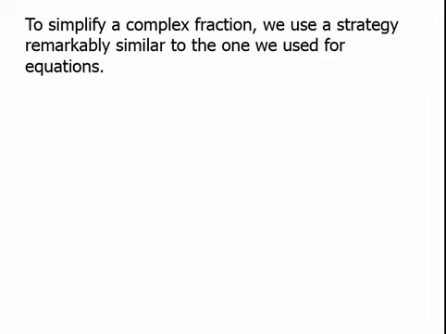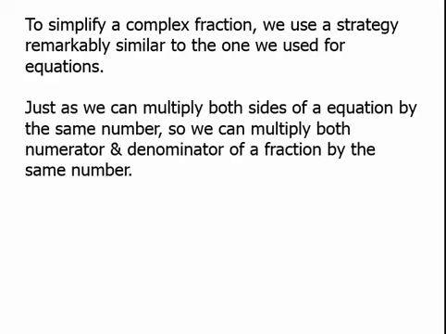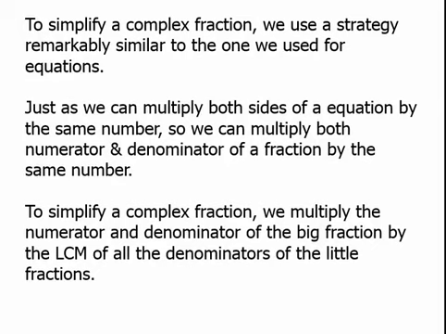To simplify a complex fraction, we use a strategy remarkably similar to the one that we use for equations. Just as we can multiply both sides of an equation by the same number, so we can multiply the numerator and denominator of a fraction by the same number. To simplify a complex fraction, we multiply the numerator and the denominator of the big fraction by the least common multiple of all the denominators of all the little fractions.